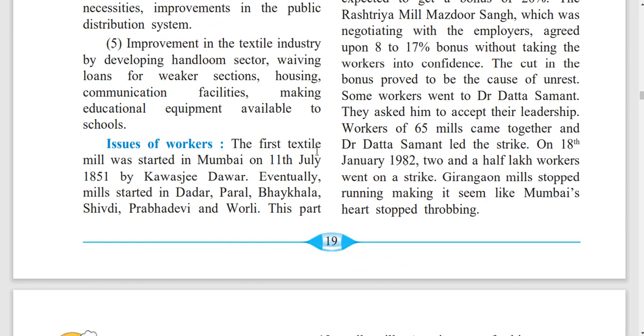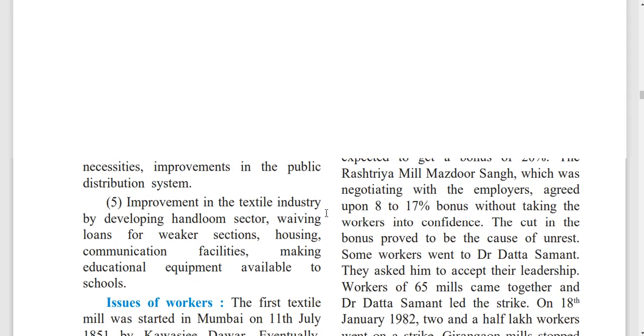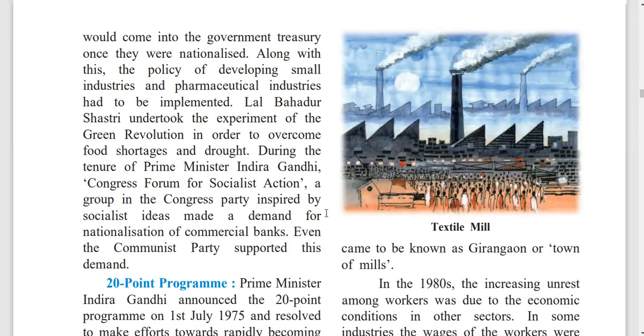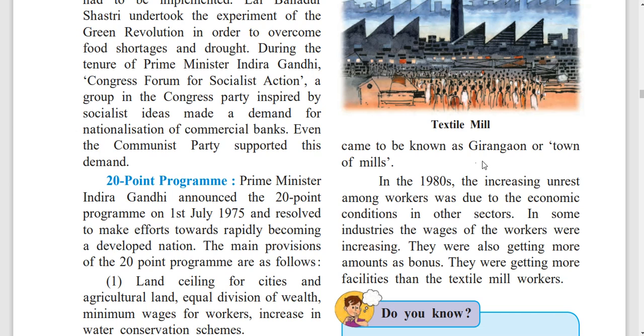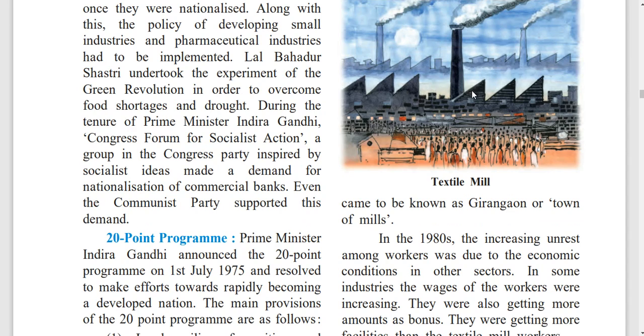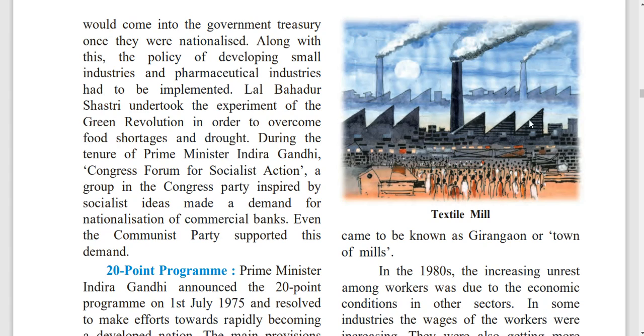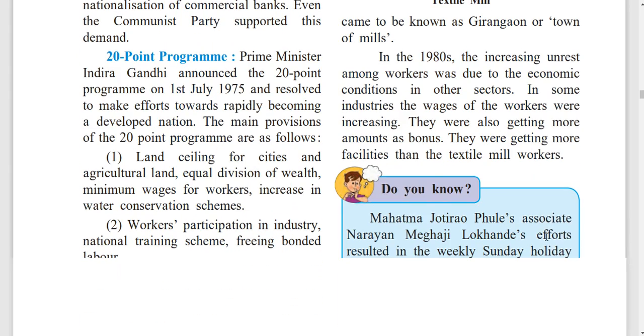Issues of workers. The first textile mill was started in Mumbai on 11 July 1851 by Kawasji Dawar. Eventually, mills started in Dadar, Parel, Byculla, Sewri, Prabhadevi, and Worli. This part came to be known as Girangaon or town of mills. This is a photograph of a textile mill.